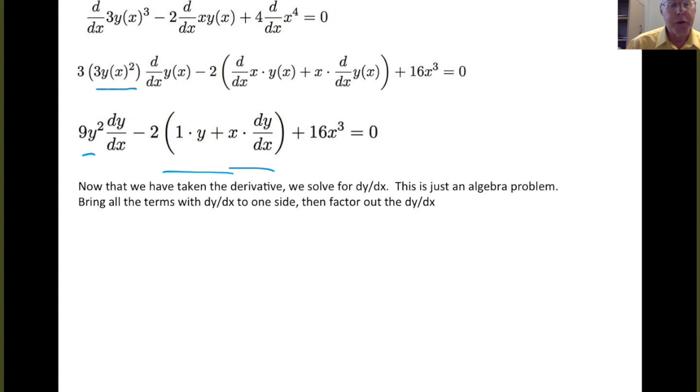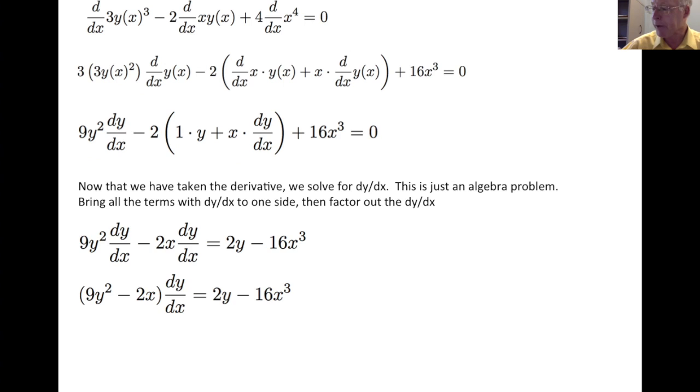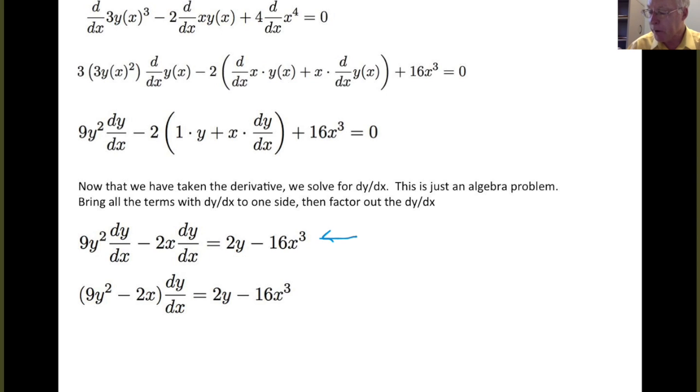Now, once you've taken the derivative, we can solve for dy dx. This is just a simple algebra problem. It's equivalent to solving a first degree equation. We're going to start by bringing all the dy dx terms to one side and then factor out the dy dx. So in the first step here, we've taken the dy dx terms to the left. So here is the 9y squared dy dx, and when we do this multiplication, minus x, that's that term.